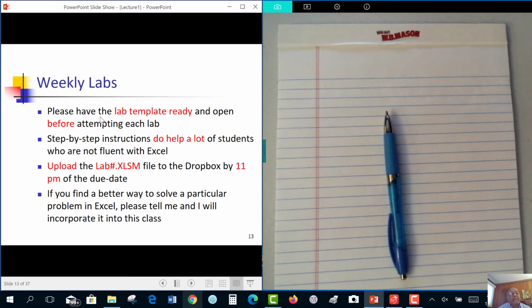Yes, I have my fixed template. I have these very fixed steps. If you find a better way to solve a problem in Excel, let me know, and I'll be happy to incorporate it in my class. So I really would appreciate it if you can tell me if there was a better way I could have done a particular Excel implementation.